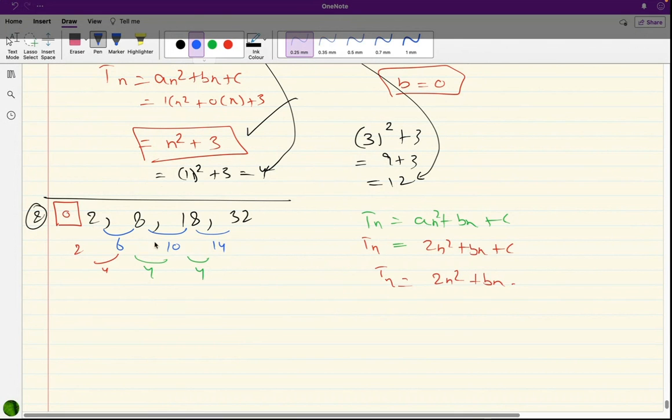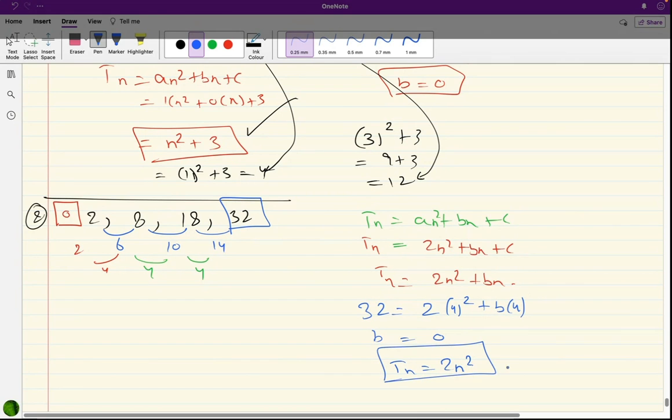Now we select any of these values. Let's say I select this 32. 32 is equal to, which is the fourth term, so 4 square plus B into 4. 4 times 4 is 16, 16 times 2 is 32. B is equal to 0. So basically C is 0, B is 0. So the final formula is 2n square. This is it. Question is complete.